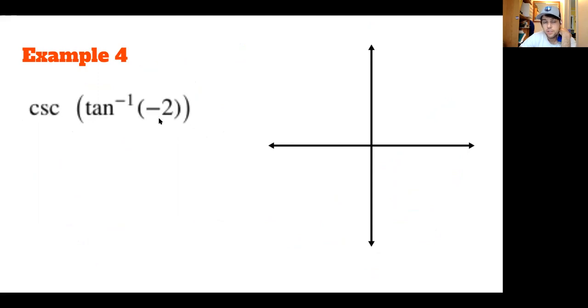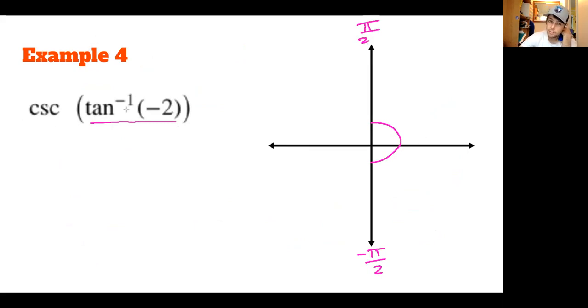Cosecant of tangent inverse of -2. All righty. Well, starting here on the inside, tangent inverse, we look in the same place as sine inverse. We look only from -π/2 to π/2. So we restrict ourselves to that range. We're going to have some angle here.